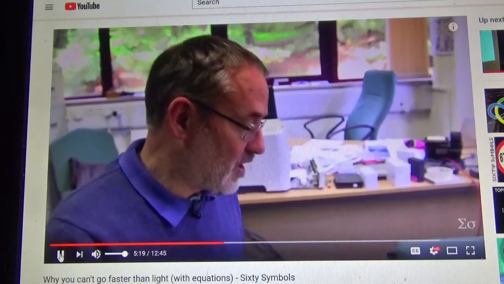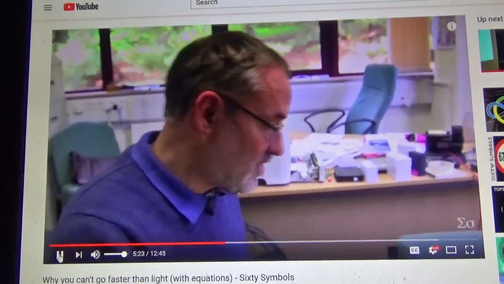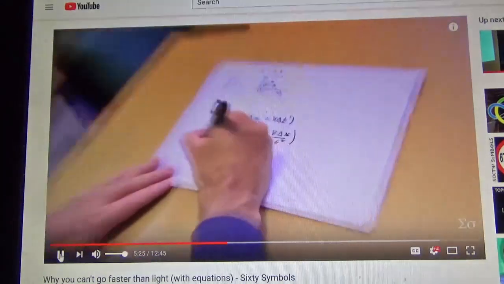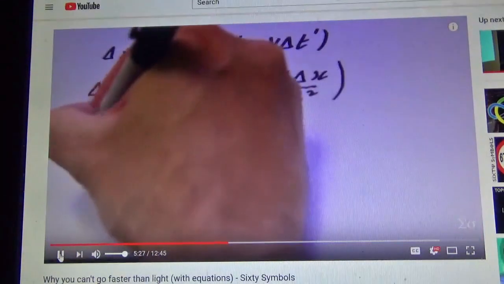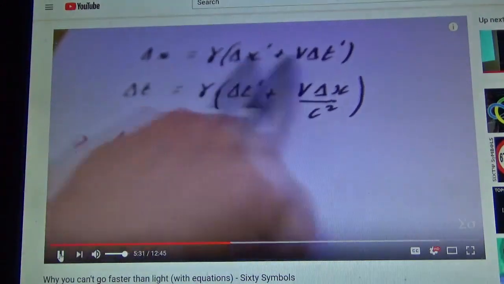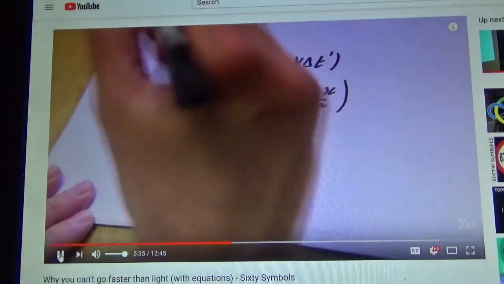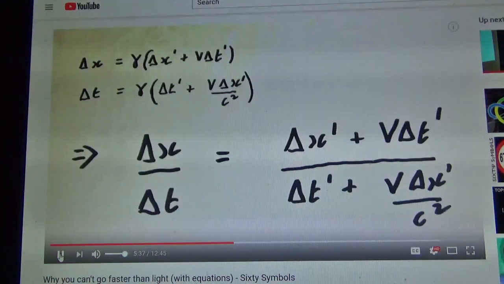Beside the track, watching the train go by, and we just do the same thing that we did before. The speed is just the distance divided by the time. So we can just divide them. Delta x divided by delta t is equal to. Now the gammas are going to cancel because we divide one by the other. We end up with a gamma on the top and a gamma on the bottom, so we can just cancel them out. And I'll do a little bit of tidying up.